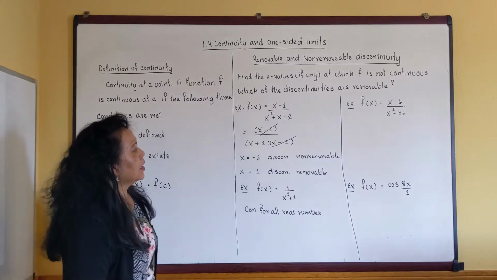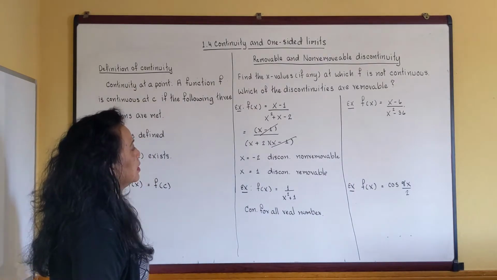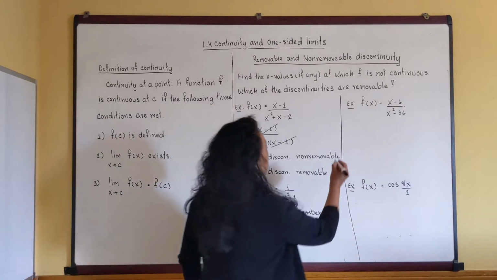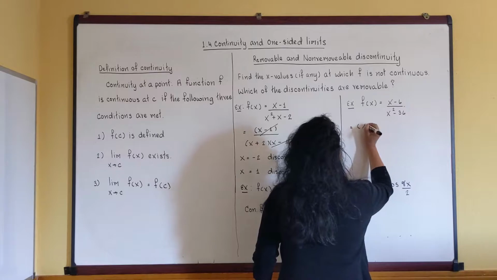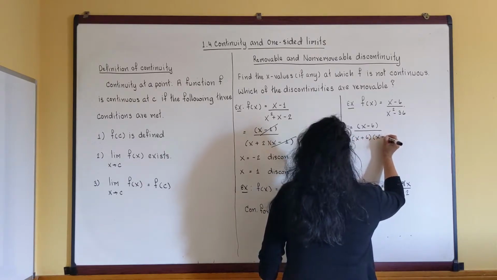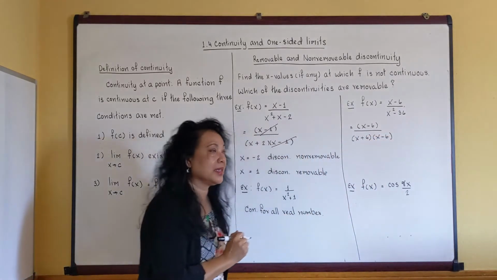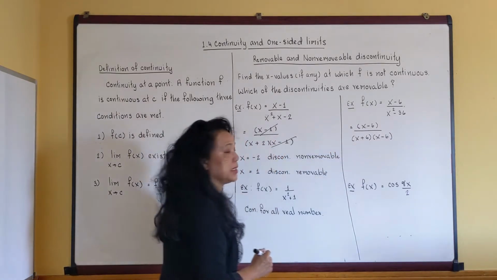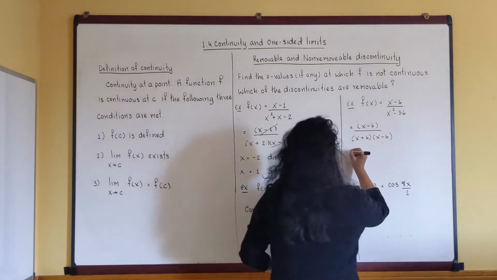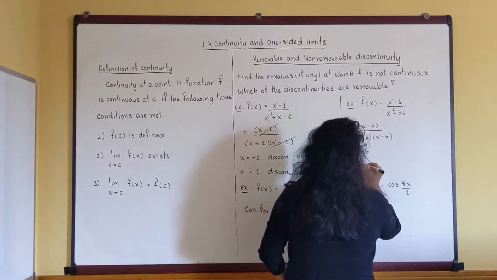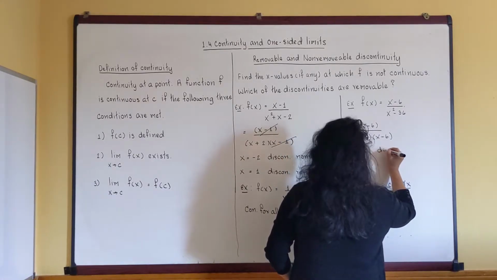Alright. The next one, I have a function that is a rational expression. I'm going to factor the denominator again. So I have x minus 6, x plus 6, x minus 6. Alright, so if x equals negative 6 or x equals 6, it's going to be discontinuous because the denominator will be 0. So x equals negative 6, x equals 6, this is going to be discontinuous.